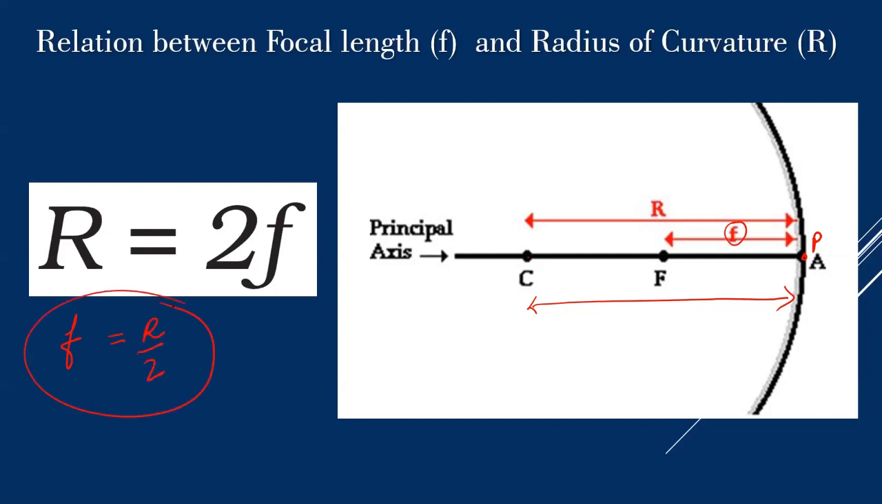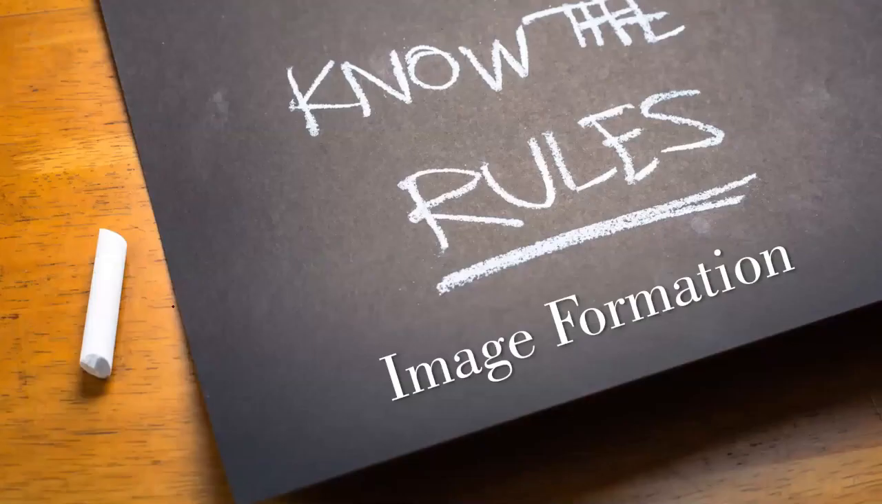Sometimes the focal length would be given and you have to find out the radius of curvature. If the radius of curvature is given, you can find out the focal length. Quite easy. Now we will proceed towards the image formation of spherical mirrors.